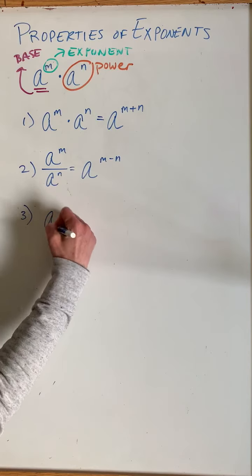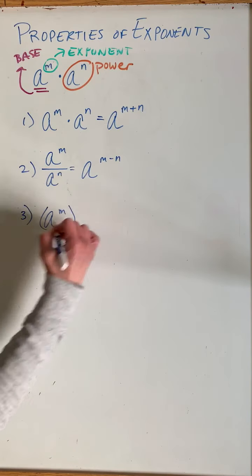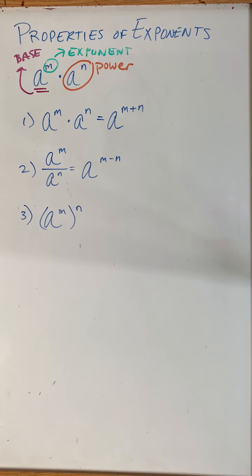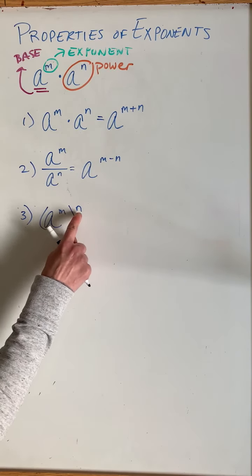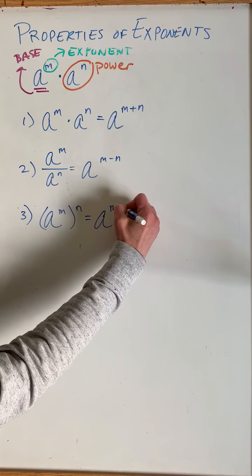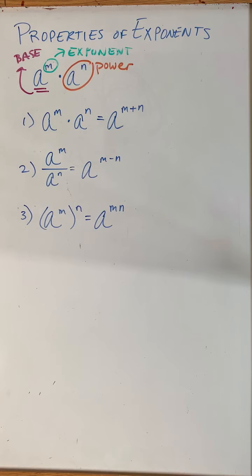The next one, if we have a to the m, and then we're going to raise that to another power. So if we raise a power to a power, then we're going to take our exponents and multiply those two together. So that would become a to the m times n.